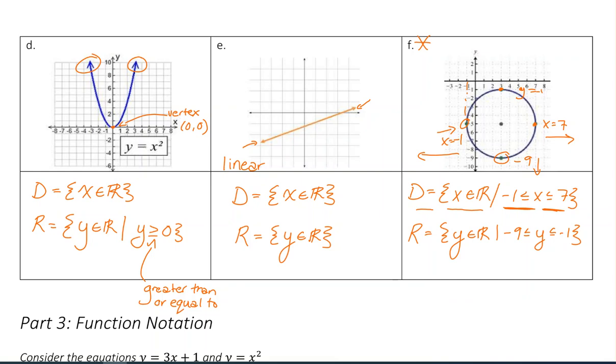Take some time to review domain and range, and then go back to the beginning of the handout to see the suggested exercises before we begin part 3.